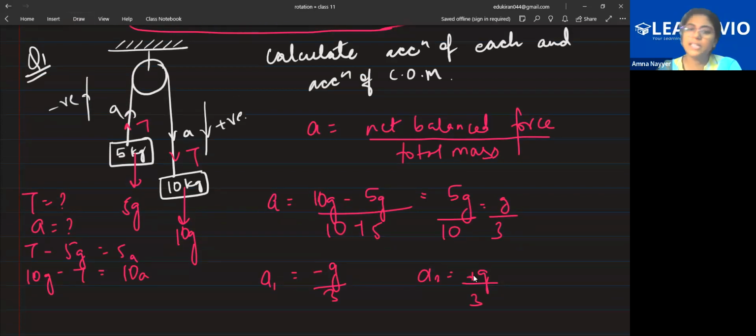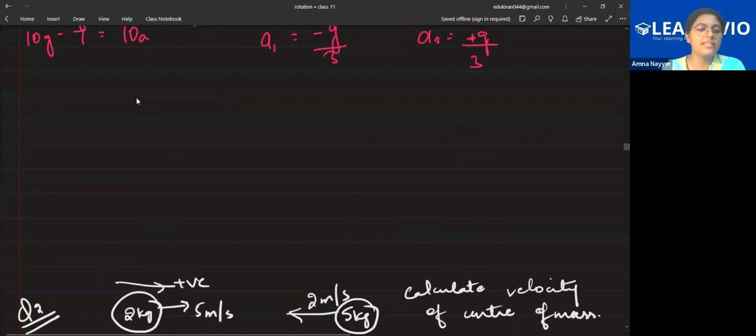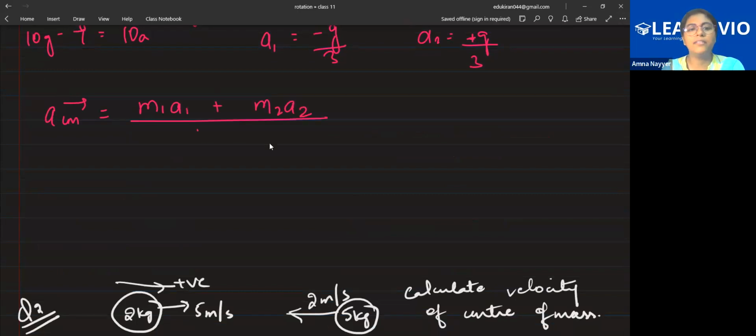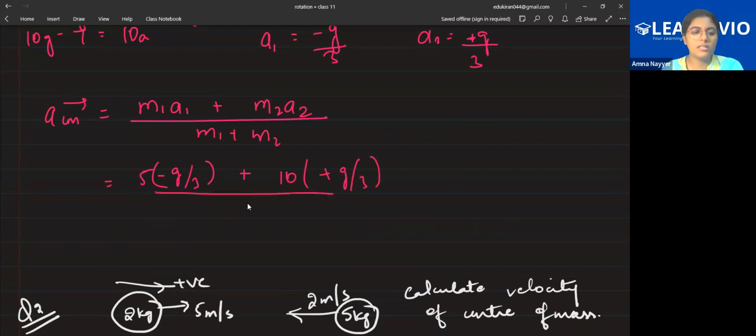Right? Yeah. So now you have m1, a1, m2, a2 and values of acceleration. So what is the acceleration of center of mass? It is (m1 a1 plus m2 a2) divided by (m1 plus m2). So the first mass was 5 kg, acceleration is minus g by 3, plus the second mass was 10 kg, acceleration plus g by 3. Total mass is 5 plus 10, which is 15.